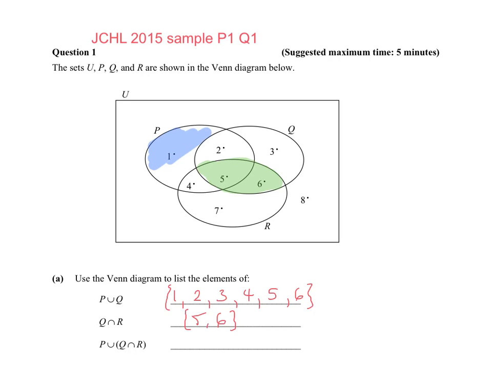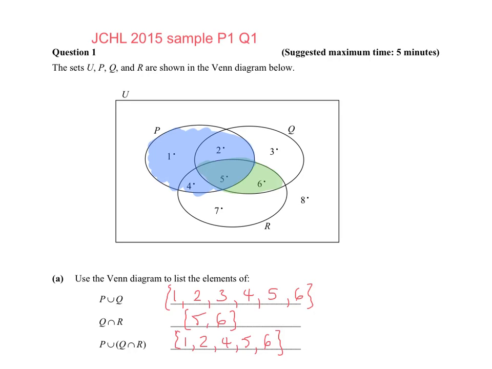So we have P, and if we want the union of it, we're wanting all of that all together. So that's elements 1, 2, 4 and 5 from P, and we're unioning that with whatever is in Q intersection R, which is 5 and 6. Please note I haven't written out 5 twice. 5 appears in both 1, 2, 4 and 5 P, and it also appears in 5, 6, i.e. Q intersection R, but you only ever write an element once in a list.